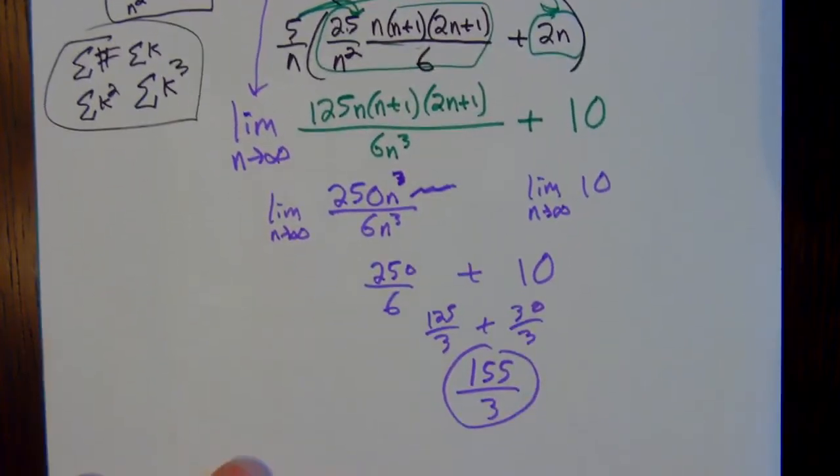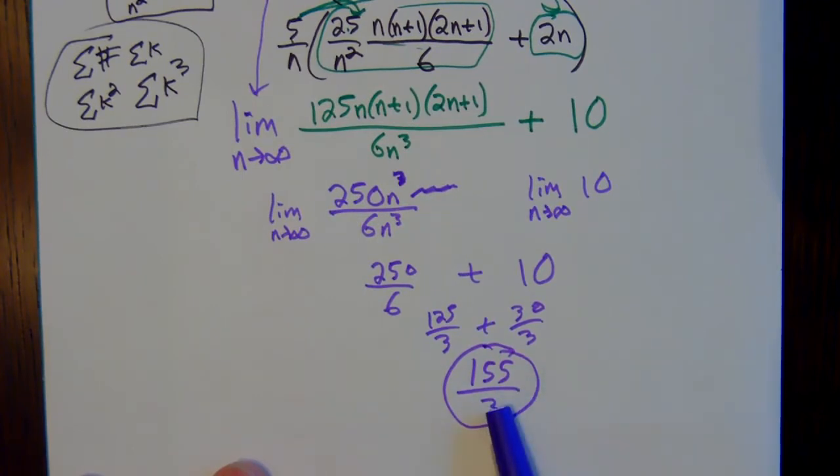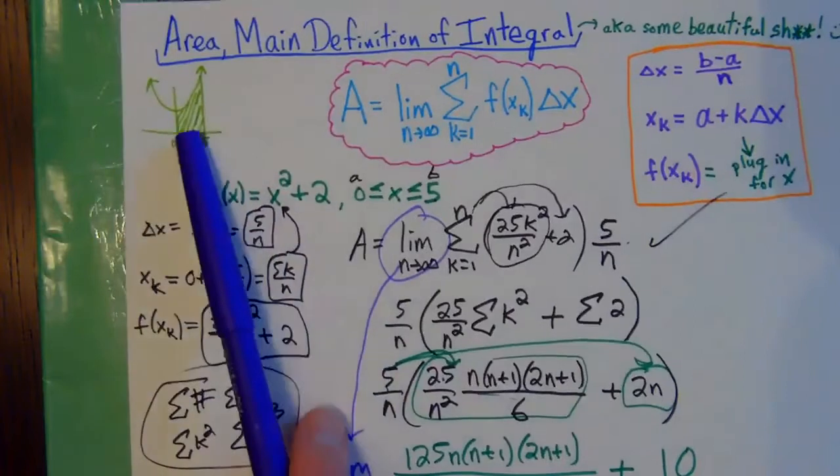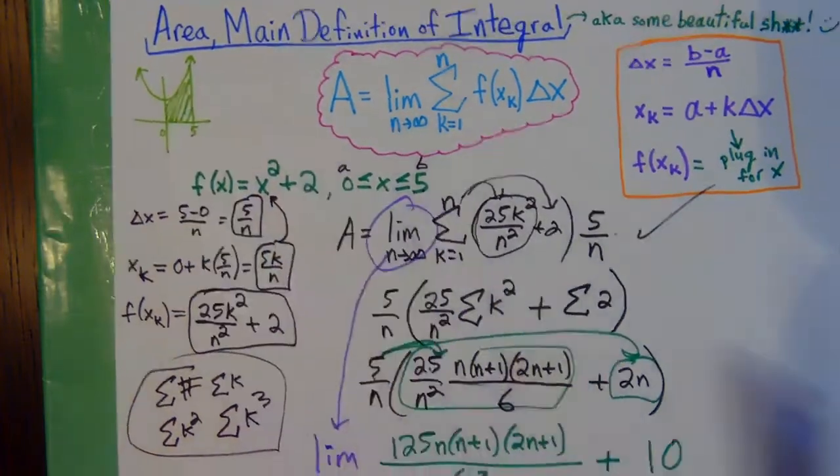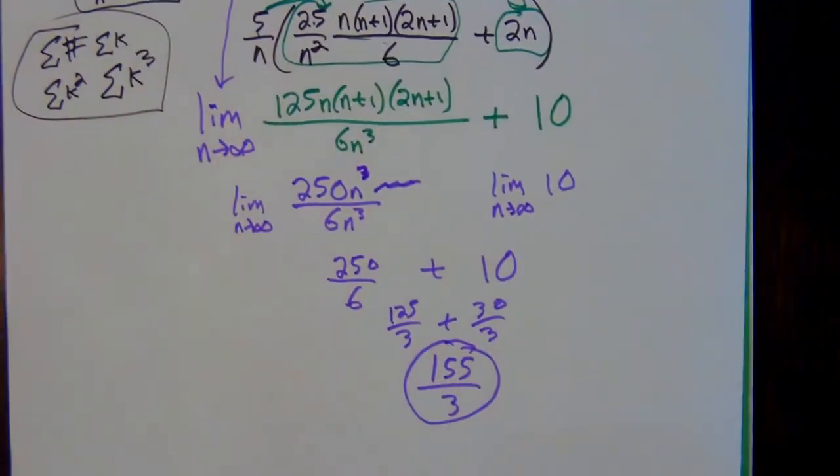And remember what this represents. This represents the exact area underneath that x squared plus 2 curve, in between 0 and 5. So when it's curvy, that's when calculus will give us that exact area.